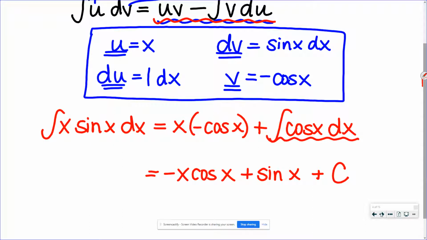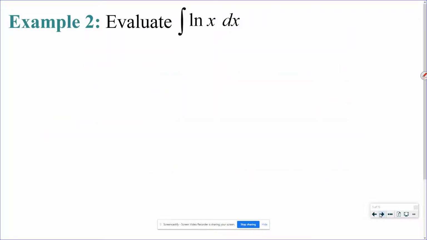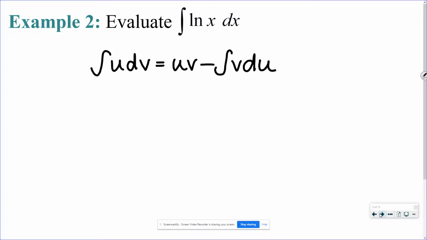Let's try another one. Okay, this one's a little deceiving. I'm going to write my formula down again. All right, here's my formula. So my goal is I need to set this up so that I have something in place of u and something in place of dv.